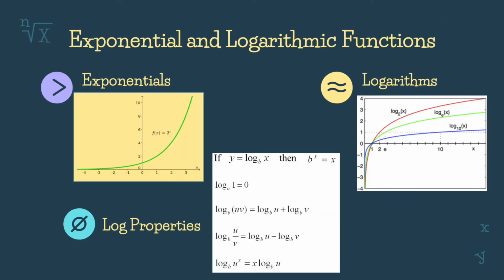Exponential functions are functions noted as f of x equals a to the x, and logarithmic functions are functions noted as f of x equals log base a of x. Here's what they look like graphically. Also, see the following log properties.